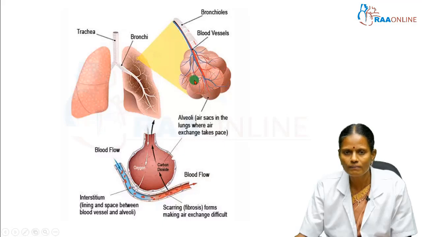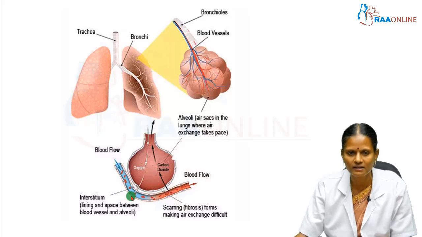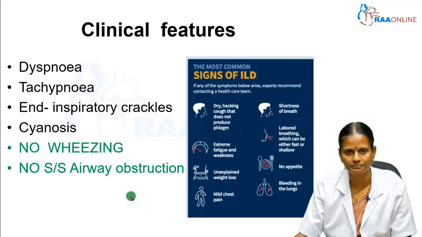So this is a normal lung and the normal alveoli. This is the distal alveoli or the air sacs where gas exchange usually takes place. And this is an inflamed lung interstitium, where because of the inflammation as well as scarring, there is difficulty in normal air exchange between the alveoli and the blood vessel. This is the ultimate thing affecting the lung because of interstitial lung diseases.